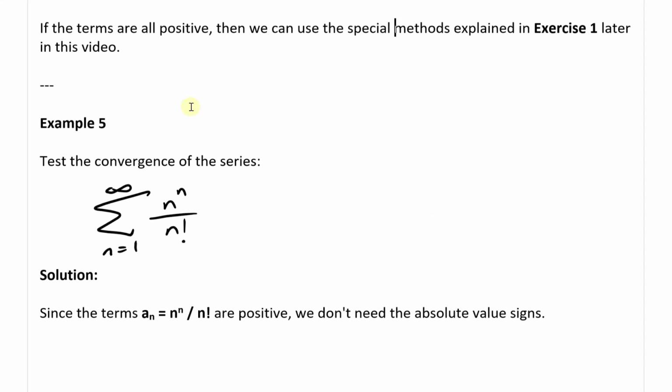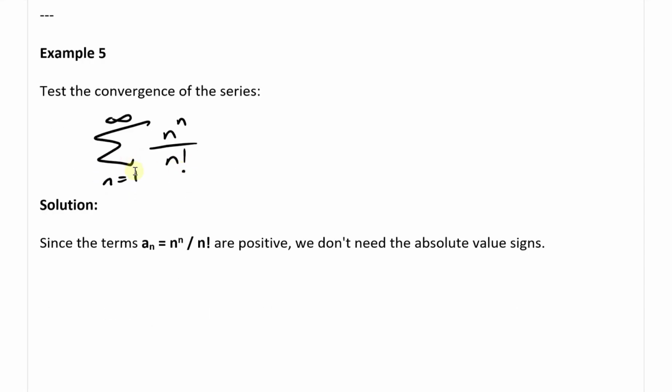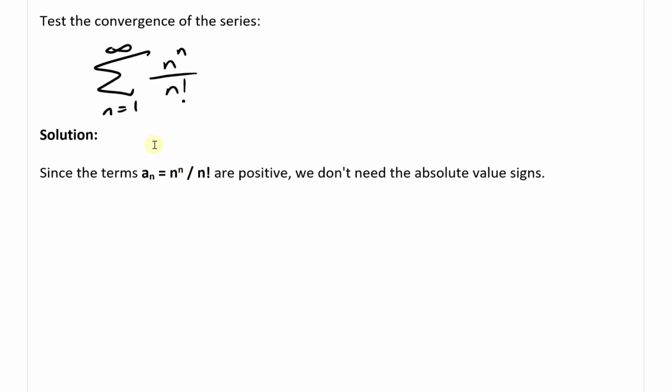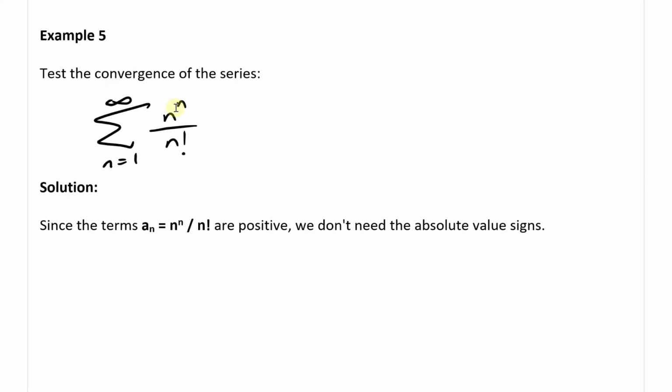Alright, now let's look at another example, example 5, which states: test the convergence of the series, the summation from n equals 1 to infinity of n to the power of n divided by n factorial. Remember, n factorial is just 1 times 2 times 3 times 4 times 5, etc. Let's look at the solution for this.